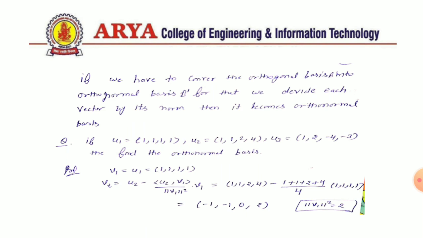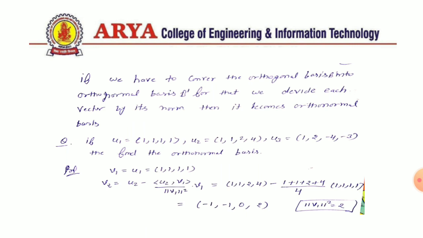So if U1 equals the ordered tuple 1 1 1 1, U2 equals the tuple 1 1 2 4, and U3 is this vector, then find the orthonormal basis. In this question we have to find the orthonormal basis. First of all, let V1 equal U1, which is given as this one. By using Gram-Schmidt orthogonalization, let V2 equal U2 minus inner product of U2 with V1 upon norm of V1 squared into V1.